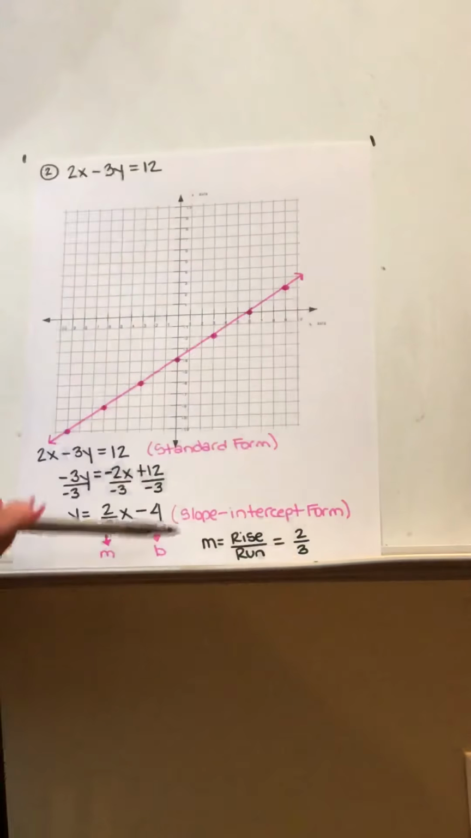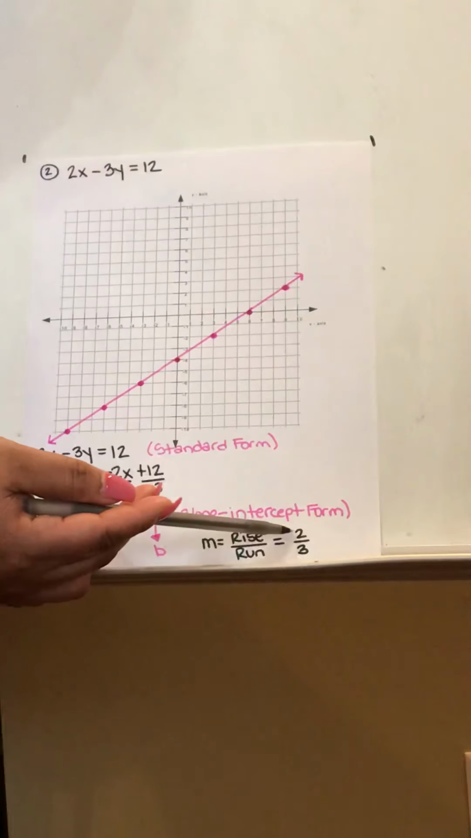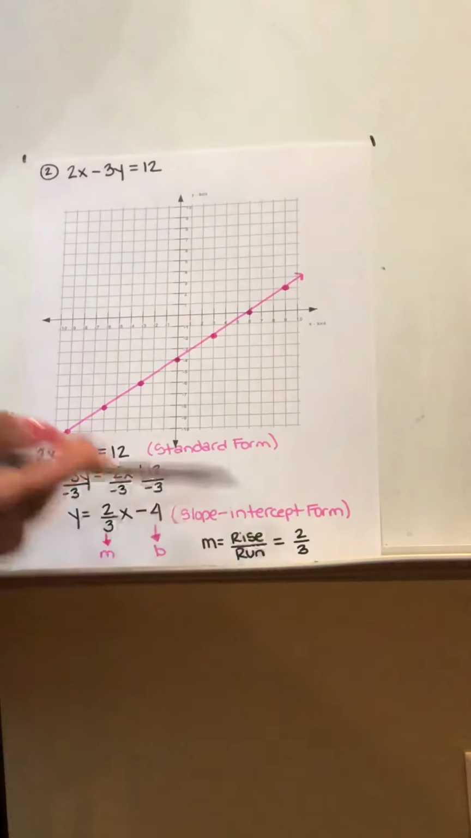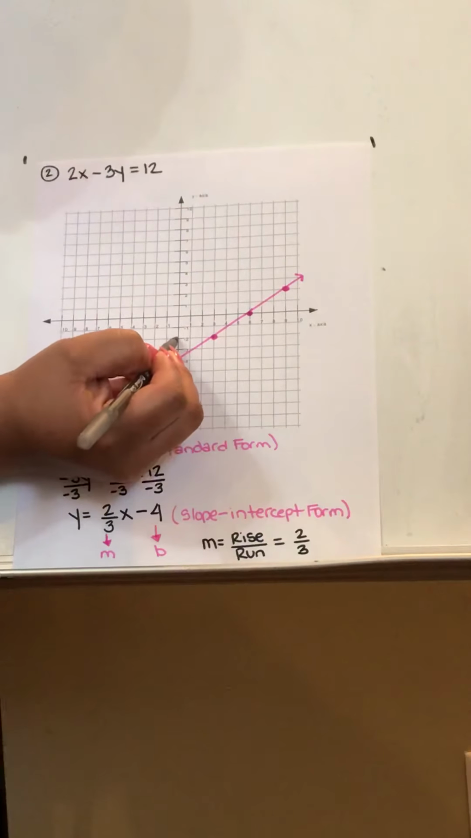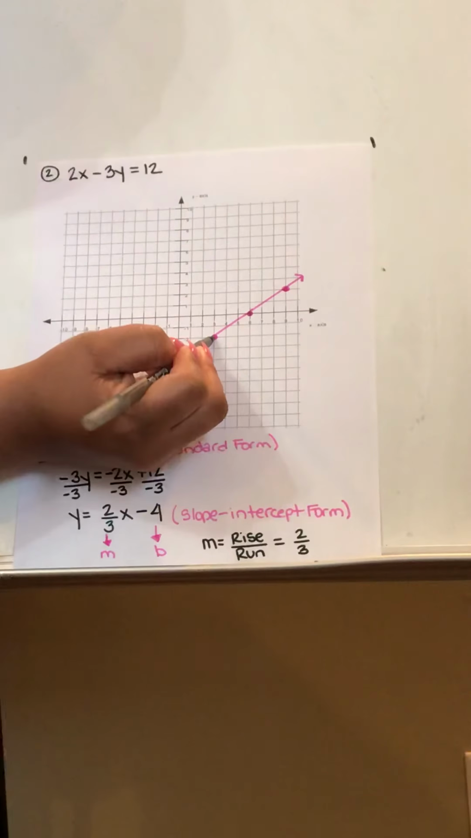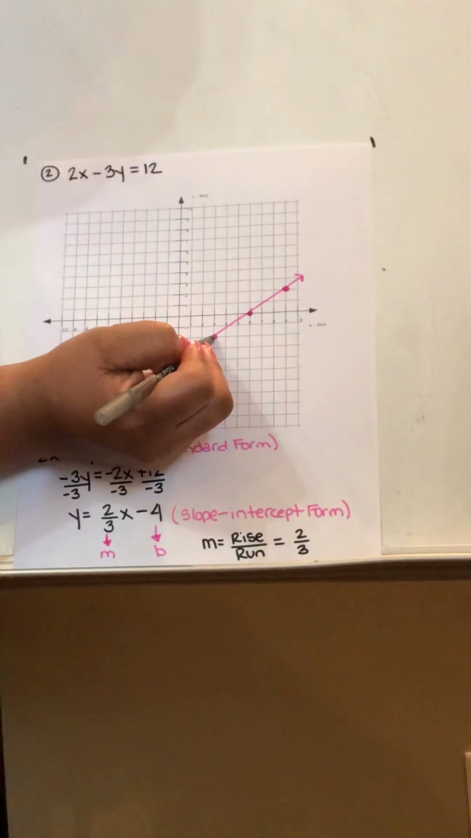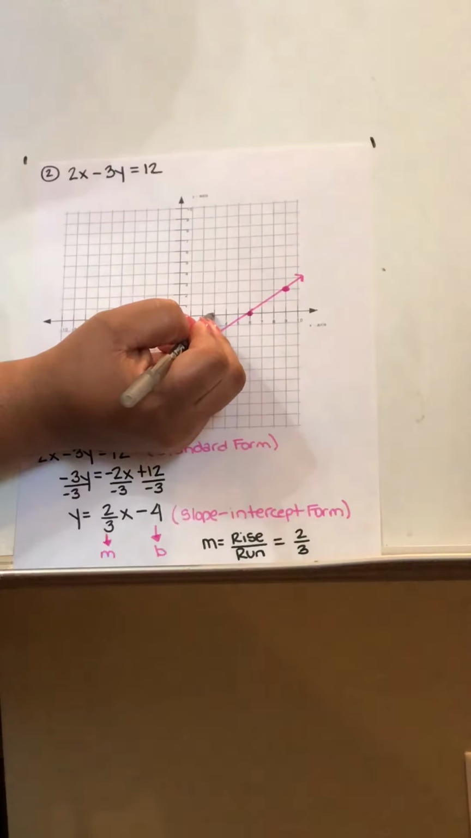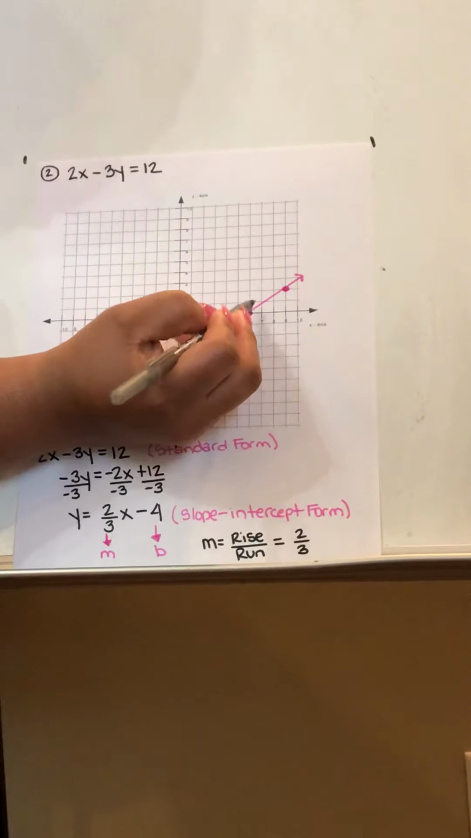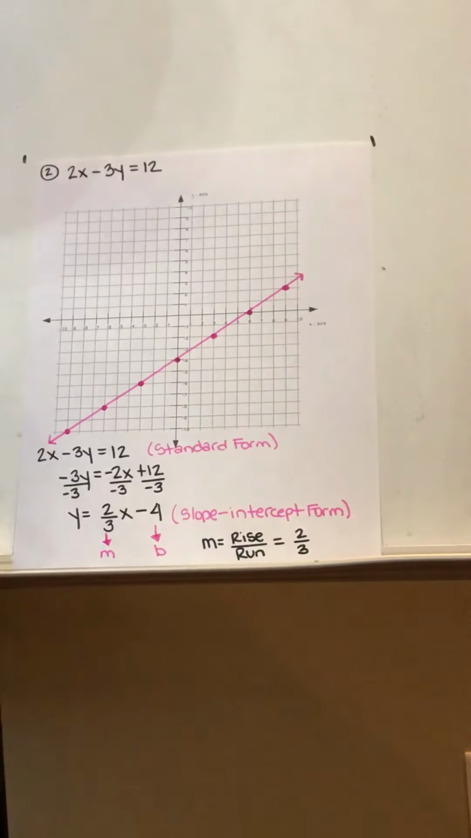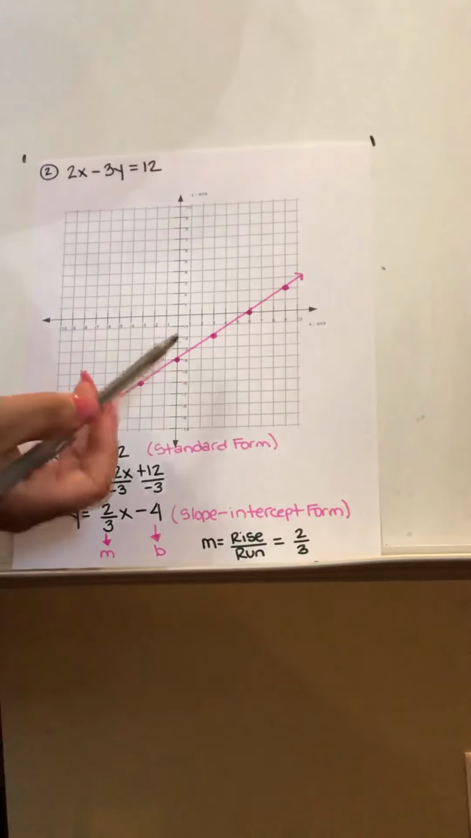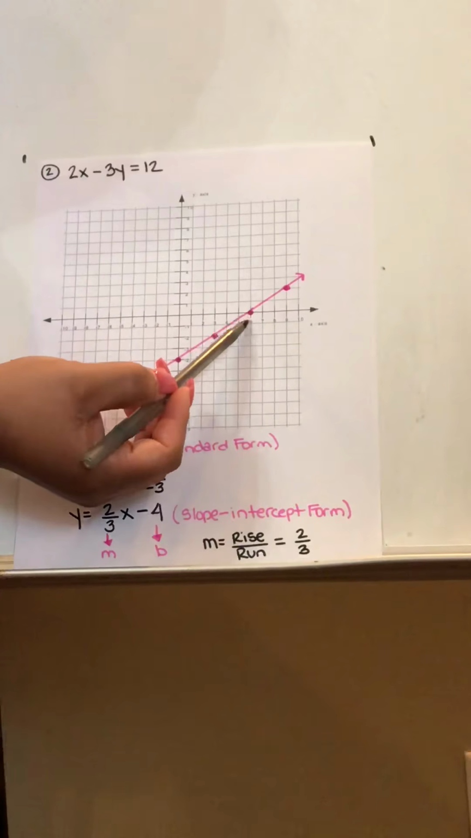Now to make the other points, you do rise over run. You're going to rise up 2 lines and run 3 lines. So from that point, I went up 2 lines, 1, 2, and I went to the right, run 3 lines, 1, 2, 3. Do it again. Rise up 2 lines, run to the right 3. Up 2, run 3. And then once I have about 3 points, connect and draw. Now here you see that it crosses the x-axis at 6.